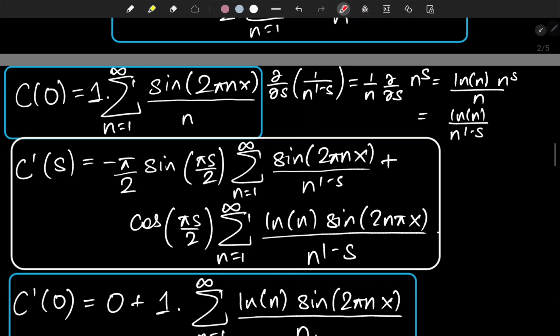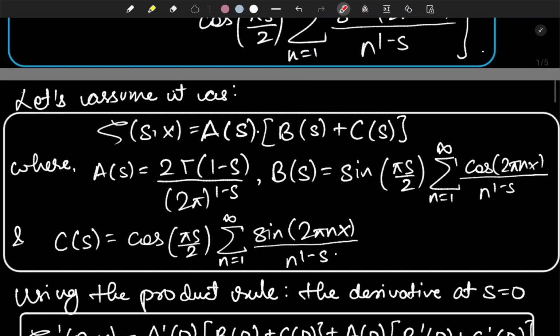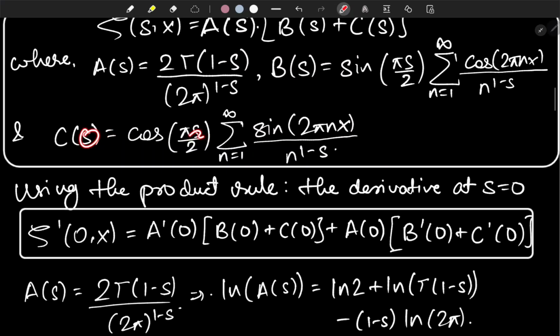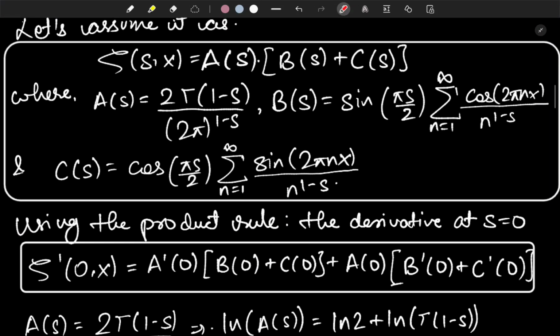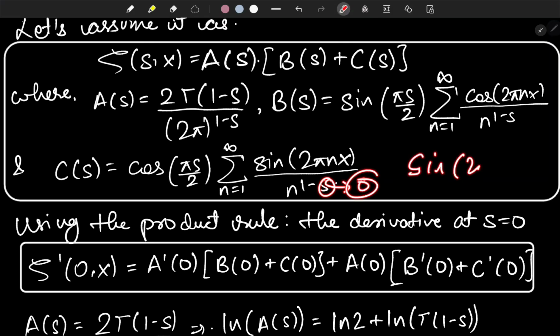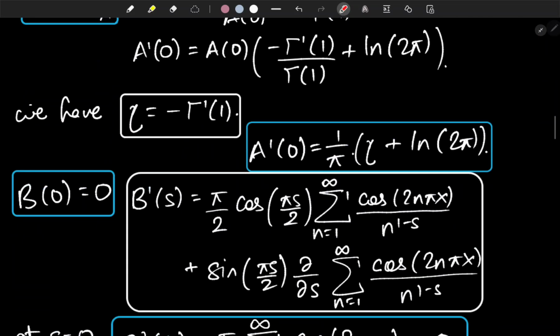Okay, now let's talk about c of 0. When you plug 0 in here, that's going to be cosine of 0, which is 1, so 1 times this infinite sum. And look, this is also 0, so that's going to be sine of 2 pi nx over n. So don't forget about that as well.